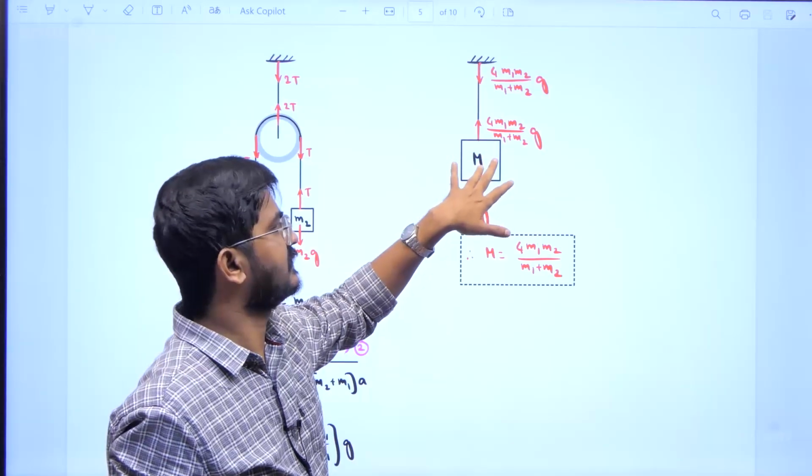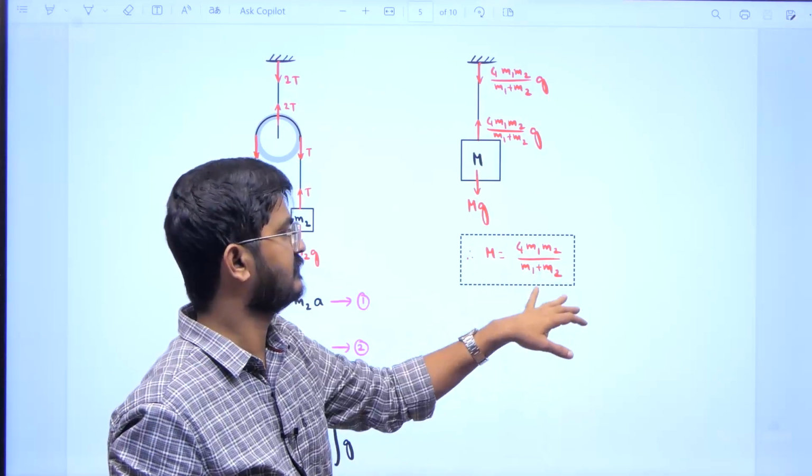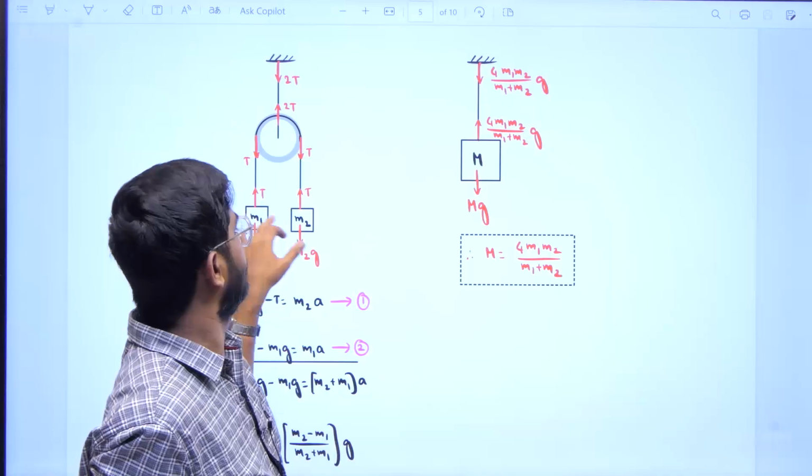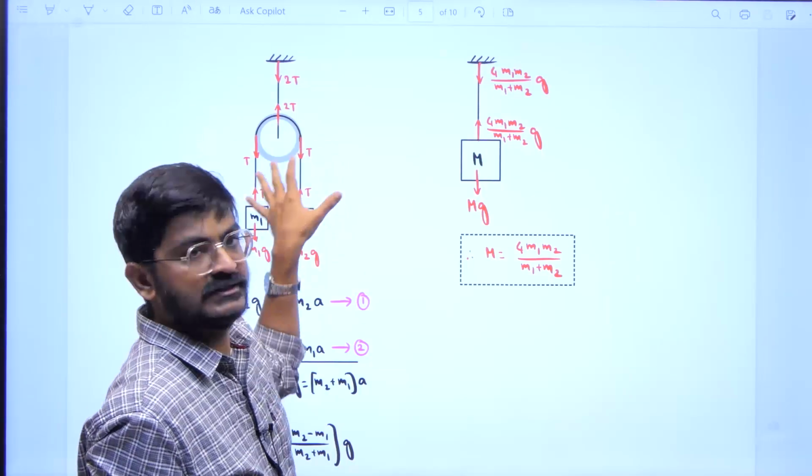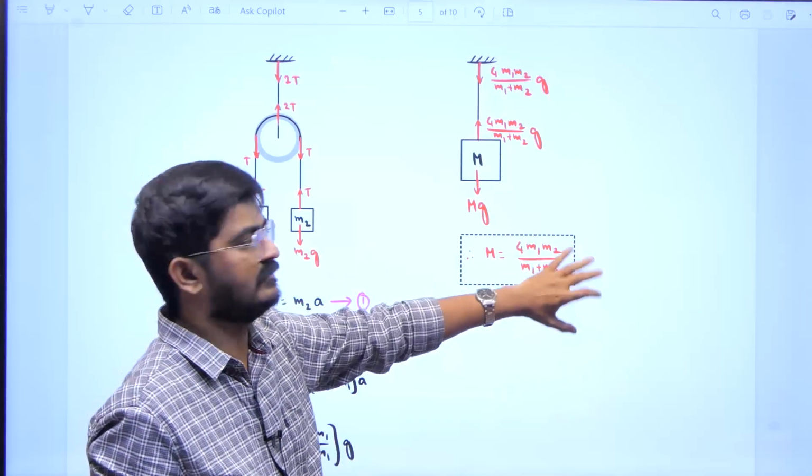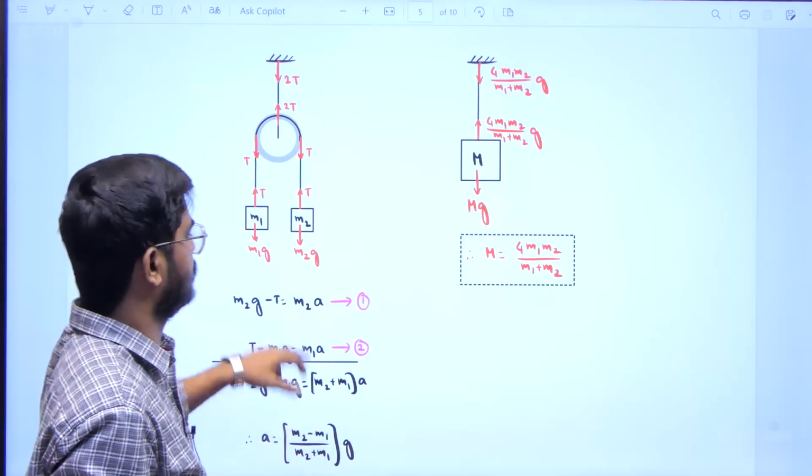What should be that mass? That mass is going to be 4m1 m2 by m1 plus m2. So whenever there is a pulley and these two masses, you can replace this structure with a single mass, which is 4m1 m2 by m1 plus m2. Let us call it the effective mass.